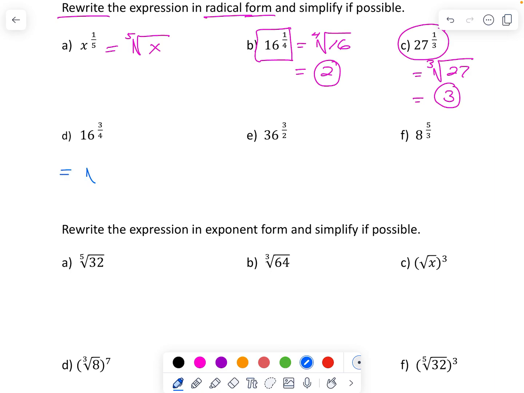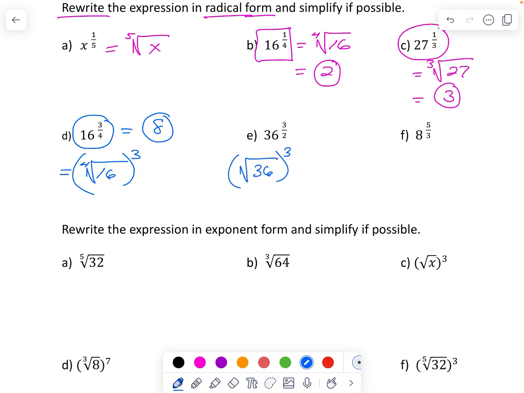This one, when we rewrite it, it's going to be the 4th root of 16, all to the 3rd power. We're going to put this in our calculator, and let's see, that is going to give us an answer of 8. This one, we are going to rewrite it as the square root of 36 raised to the 3rd power. If we, oh no, 6 to the 3rd power.